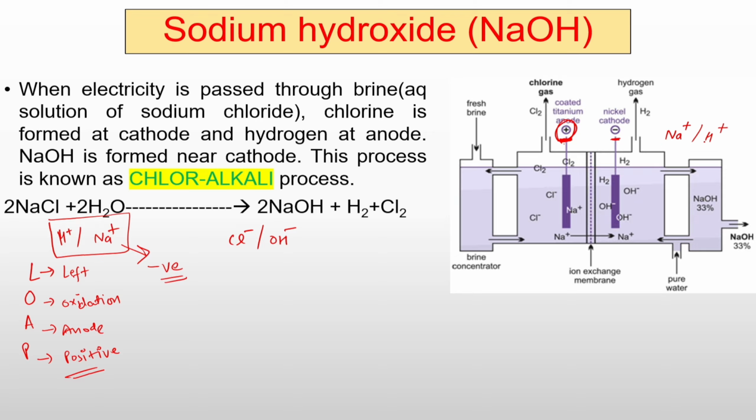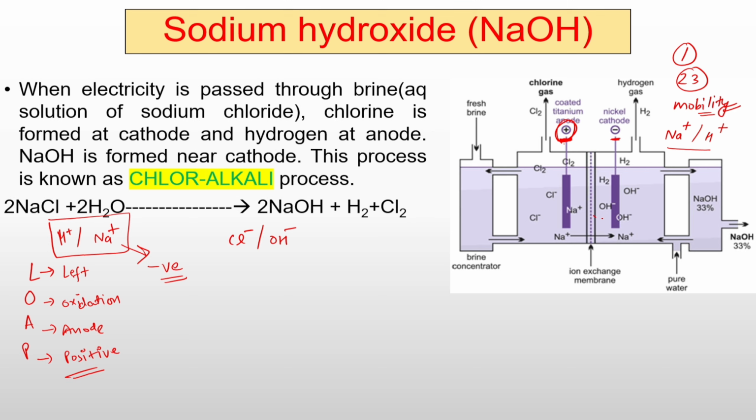Now, which one of them is fast? Which one of them reaches the cathode earlier, Na+ or H+? It is always H+. Why? Because H+ is lighter. What is the mass of hydrogen? It is 1. What is the mass of sodium? 23. So since hydrogen is light, it moves very fast. That is called mobility. So H+ moves very fast in comparison to sodium.